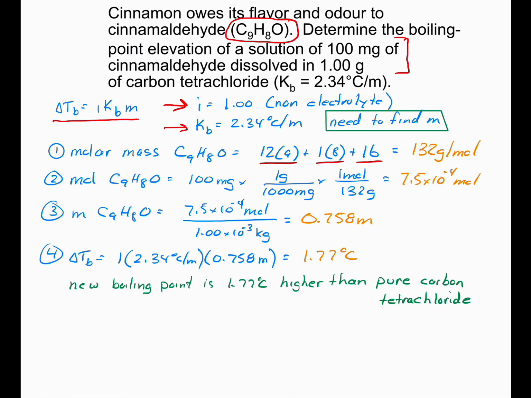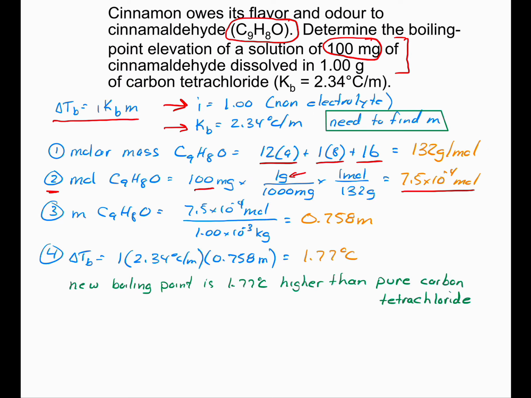Now to figure out the moles of cinnamaldehyde, step 2, we know how much we have: 100 milligrams of cinnamaldehyde. First we turn that 100 milligrams into grams with this conversion factor, 1 gram is equal to 1,000 milligrams. Then we use the molar mass from our previous calculation to cancel out the grams and end up with 7.5 times 10 to the minus 4 moles. So that's how many moles of cinnamaldehyde we have.